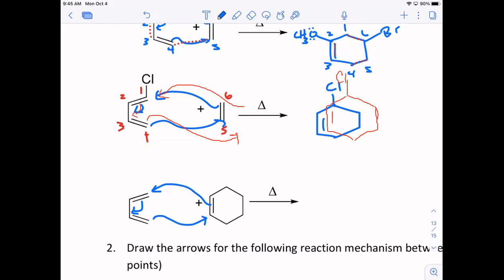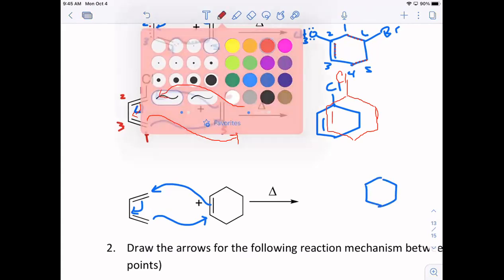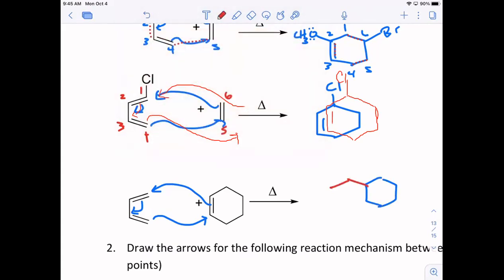Great question, by the way. So what is this product going to look like? This part doesn't change, does it? No, wouldn't it just be the cyclic structure, two rings together like that? Yes, that's exactly right.